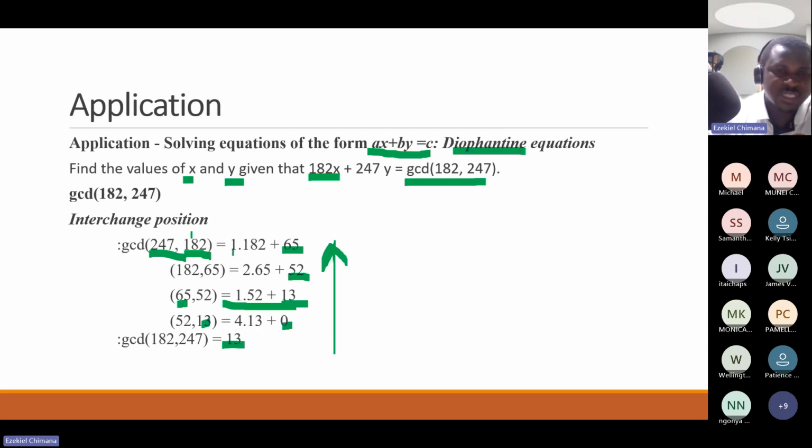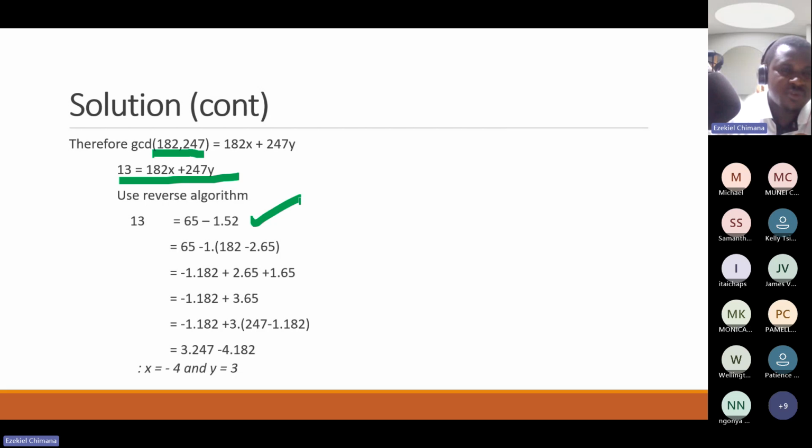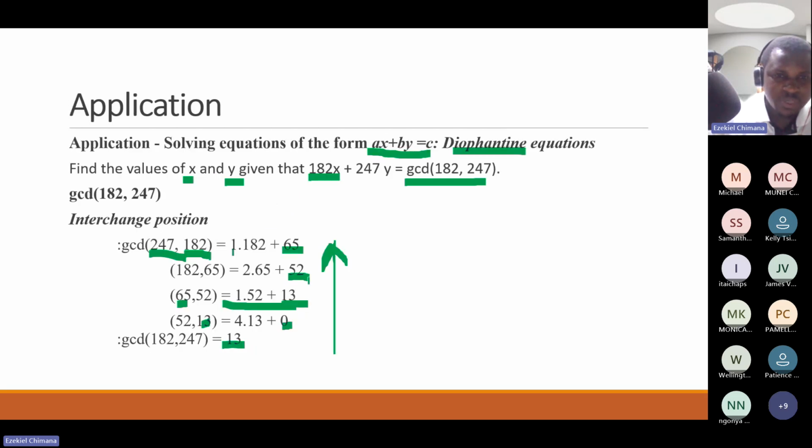That's what it means. So we have just said that from here, you're going to make 13 the subject of formula. So you can take this one to this side, and then it will become 65 minus 1 times 52. Right? Remember, when we're writing this, we're expressing in terms of A, not in terms of B. Like if you look here, it's 2 times 65 plus 52, which is equal to 182. So if you want to make this the subject of formula, you can just take this one here. It will become 182 minus this here, just like that. So after having this first step, you have 13 is equal to 65 minus 1 times 52.